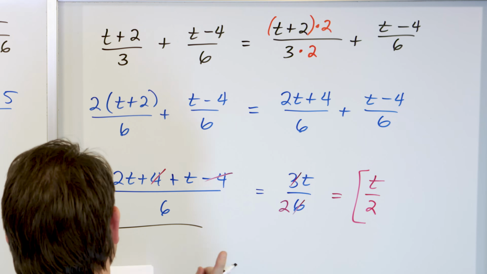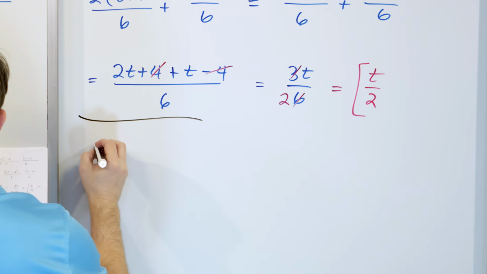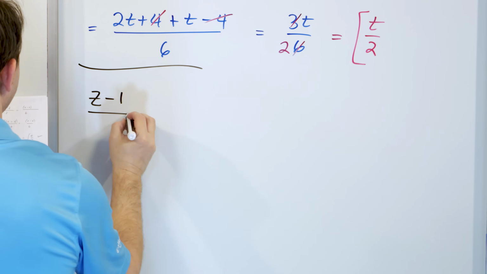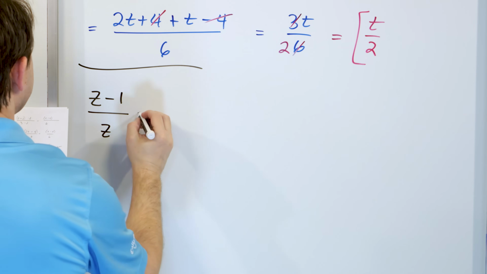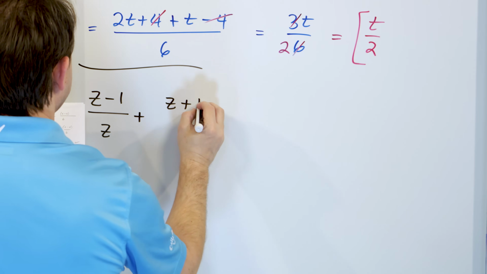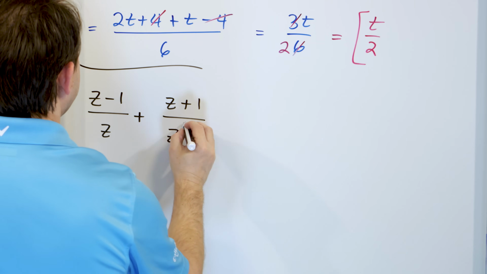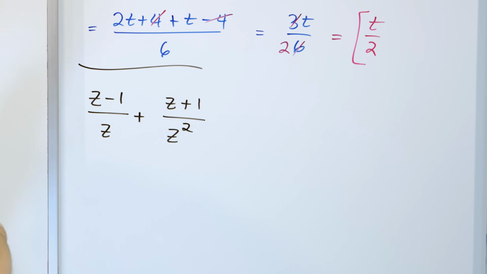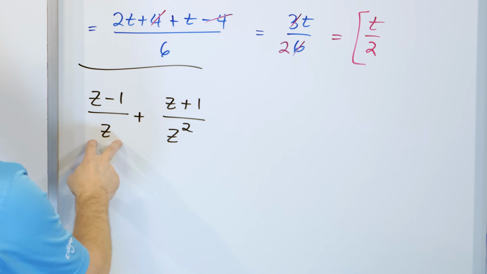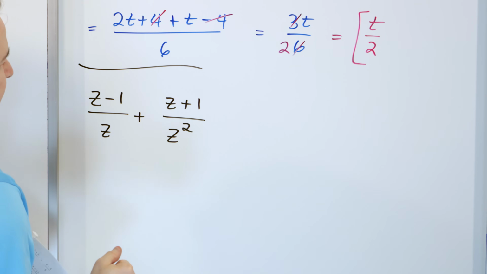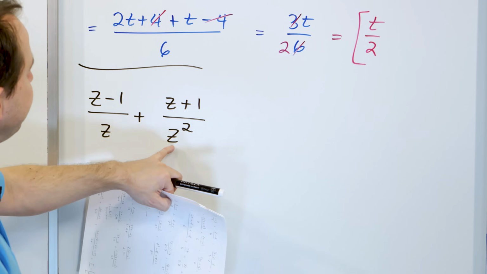Now the next one is slightly more complicated, but very easy to understand. What if you have z minus 1 over z? And you're going to add to that z plus 1 over z squared. Now a lot of students will look at this and say, no problem, I'll just add these together. I got z and z, I'll just add them, got a common denominator. But z is different than z squared.